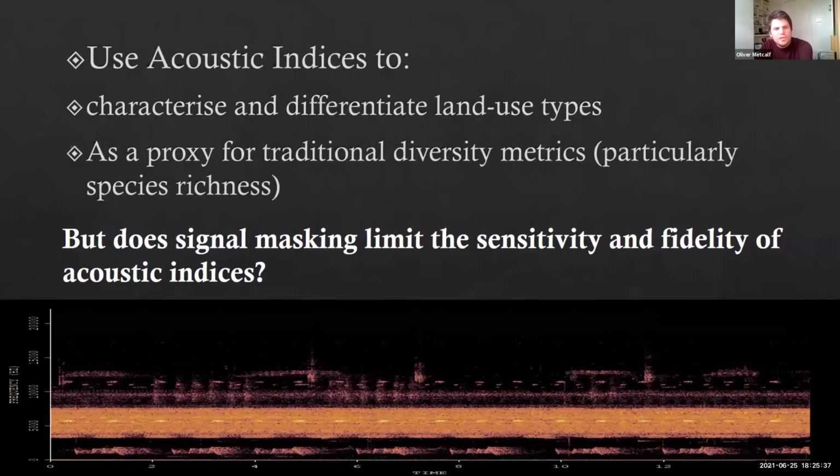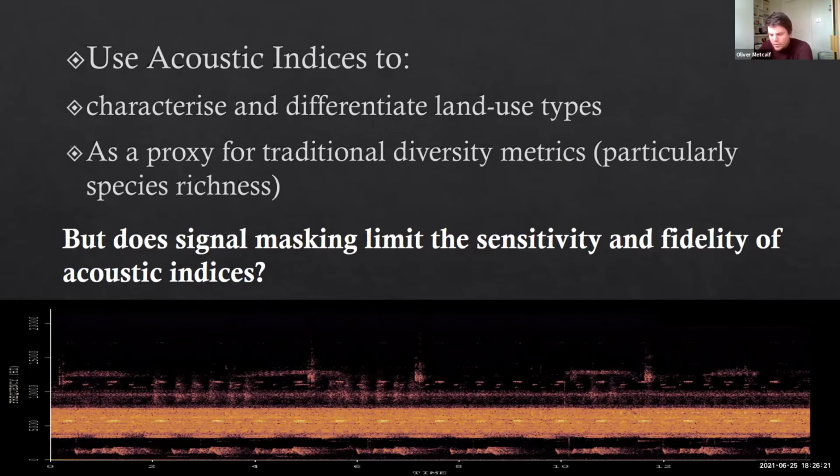So I was keen to use acoustic indices to characterize and differentiate the land use types, the different levels of forest disturbance, and as a proxy for traditional diversity metrics. When I started this work back in 2018, I was reading the literature, and it seemed like acoustic indices were good at differentiating very different land use types, but at times they were not so great at distinguishing between, say, coniferous and deciduous forest, or very similar land use types like we might find along our degradation gradient. It also still seemed inconsistent at predicting the traditional diversity metrics, or as proxies for those.